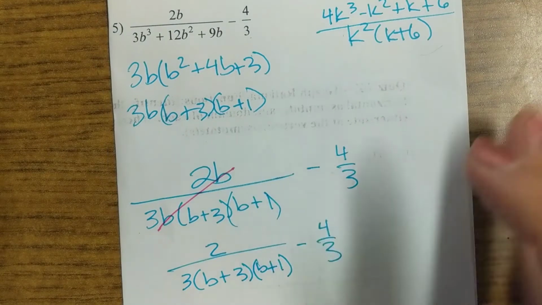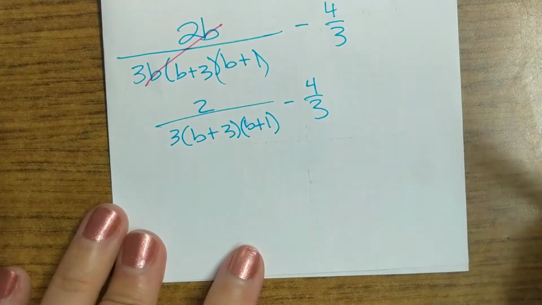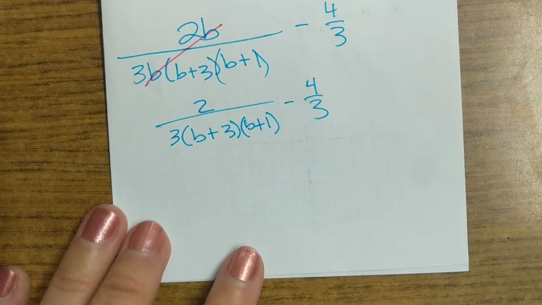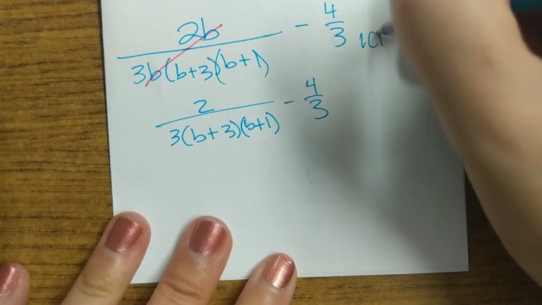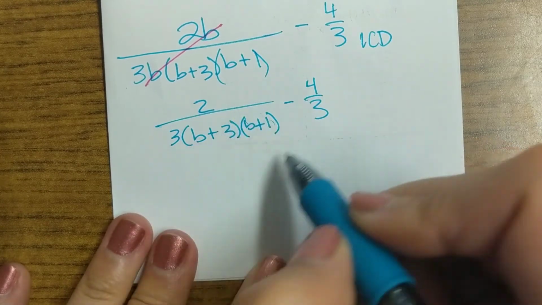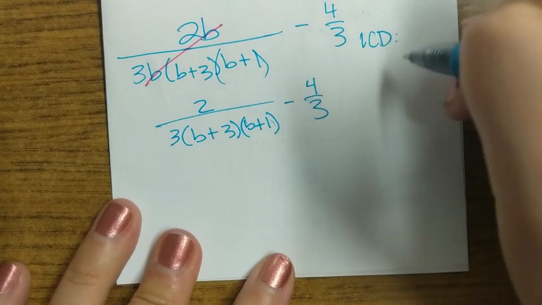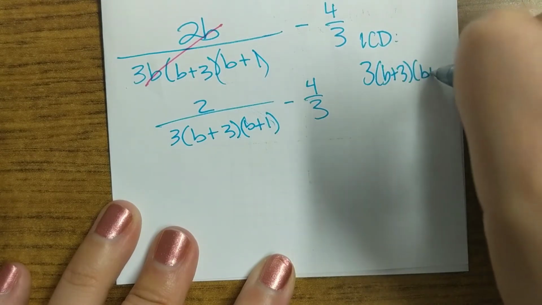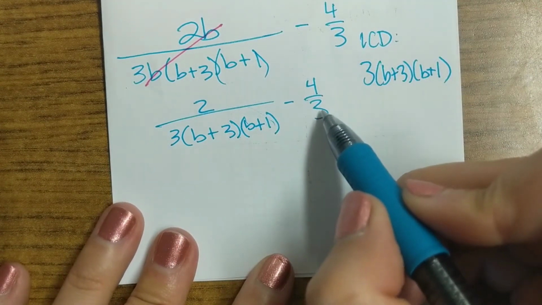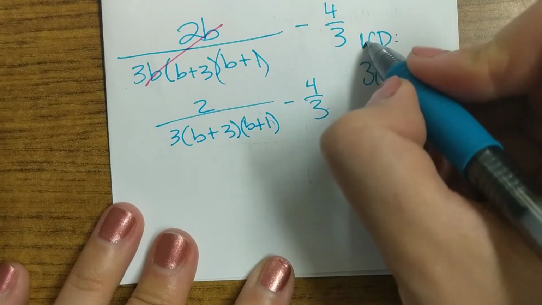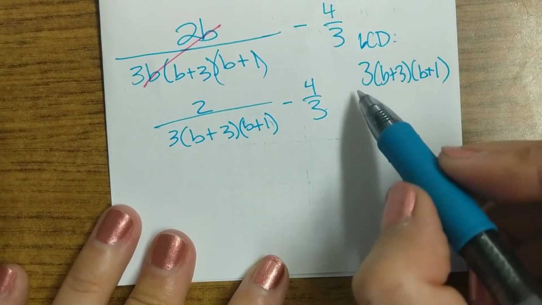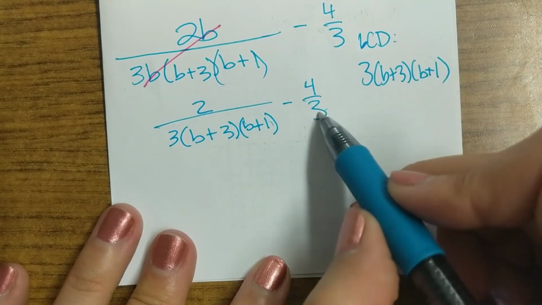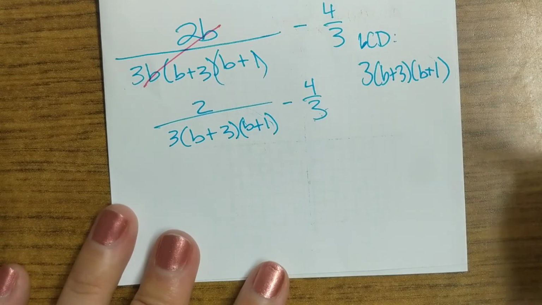Now I need to find the LCD because I'm adding, or in this case, subtracting fractions that do not have common denominators. The LCD is definitely the biggest piece. b plus 3, b plus 1. And then check to make sure that 3 goes into this piece. If not, then we would need to multiply it to the front. But this actually can divide 3 evenly with no fractions.